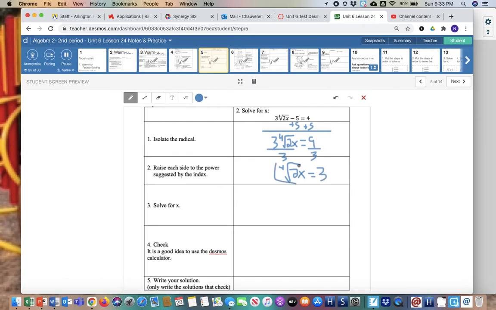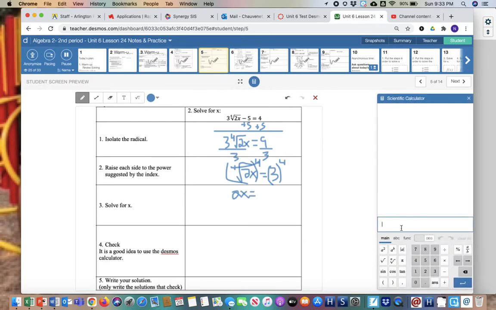So now I'm going to take both sides to the fourth power, because again, we are going to raise each side to the power suggested by the index. So this is a fourth root, we take it to the fourth. So that's going to cancel. So now I get 2x equals, all right, 3 to the fourth power. Well, if you don't know it, just go here, 3, and then this gets you that exponent. So 3 to the fourth, we get 81.